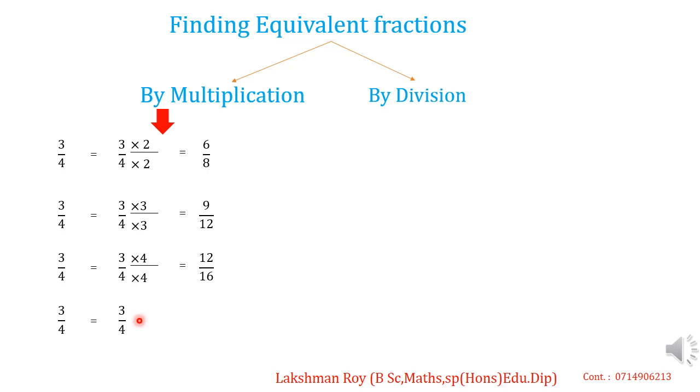3/4. Now what is the number you select to multiply the 3/4? You can select 2, 3, 4. Now you can go 5. So let's multiply by 5. 3 multiply by 5 and 4 should multiply by 5, same number. Then what is your answer? 3 into 5, that is 15. 4 into 5, that is 20.